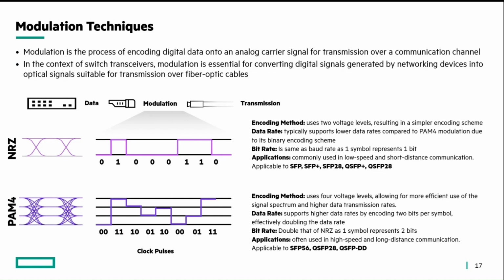Over your transmission media, because of this higher data rate offered by PAM4, you will find most of the time that PAM4 is offered in our high-end transceivers, which are SFP56, QSFP28, or QSFP-DD, subject to 40 gig, 100 gig, or 400 gig transceivers. For the lower speed variants, such as SFP, SFP+, SFP28, QSFP+, and QSFP28, we typically see NRZ type of modulation.